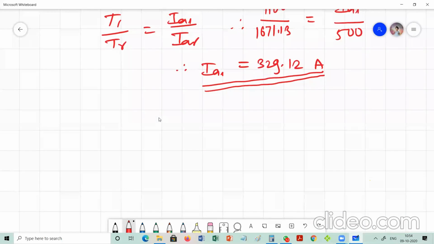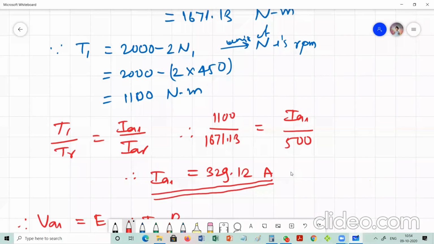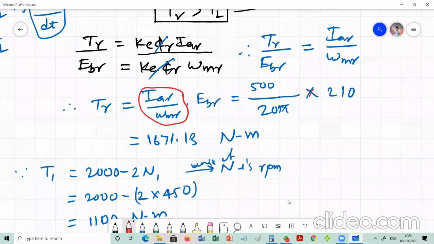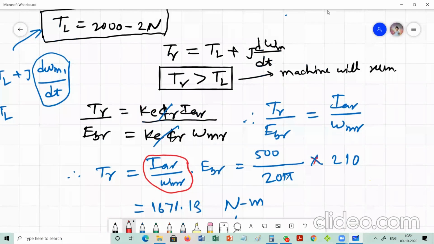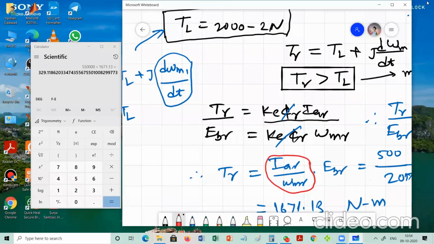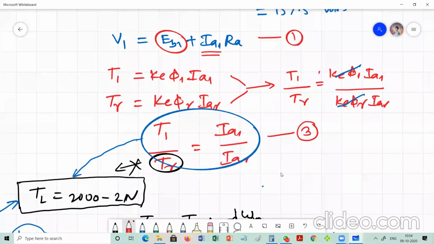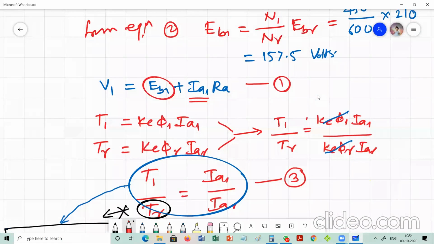तर IA1 मिळाला, आता आपण VA1 कॅल्क्युलेट करू शकतो. Therefore, VA1 is equal to EB1 plus IA1 RA. EB1 आपण वर कॅल्क्युलेट केलं तर किती आहे बघा. EB1 आहे 157.5.